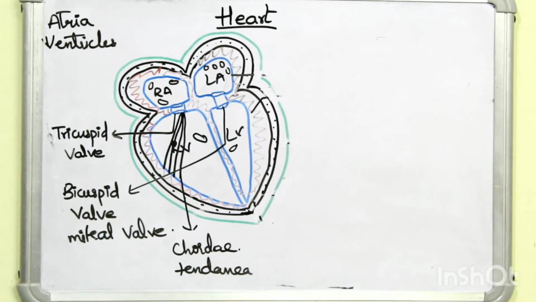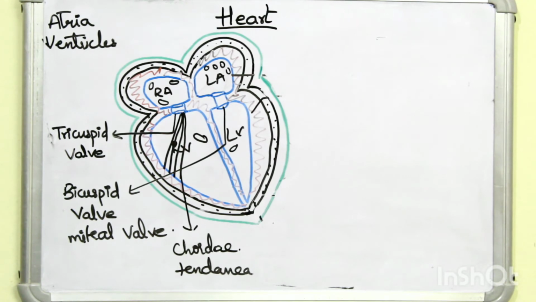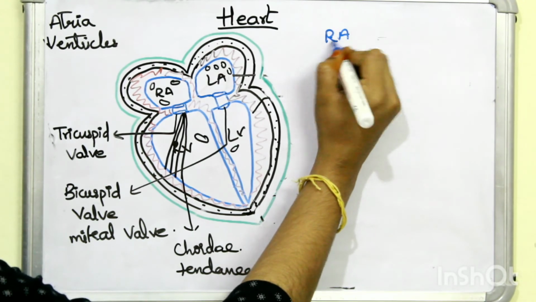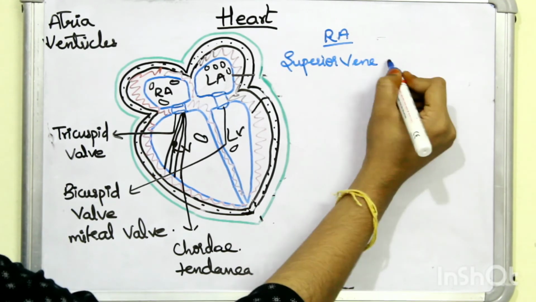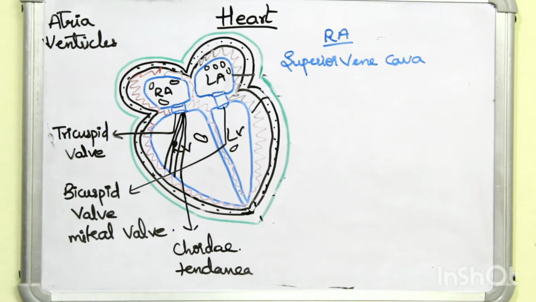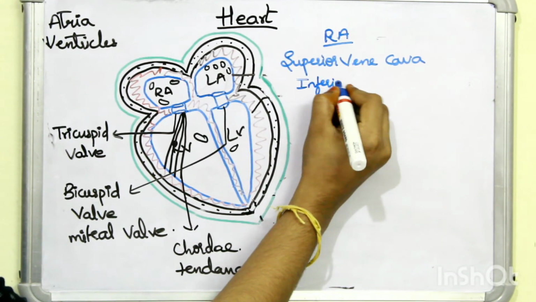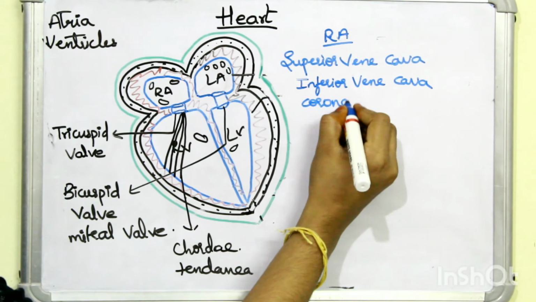The openings present in the right atrium are superior vena cava. So the right atrium will carry deoxygenated blood, which has less oxygen. Okay, so that means it is bringing blood from different organs. Superior vena cava, inferior vena cava, and coronary sinus.